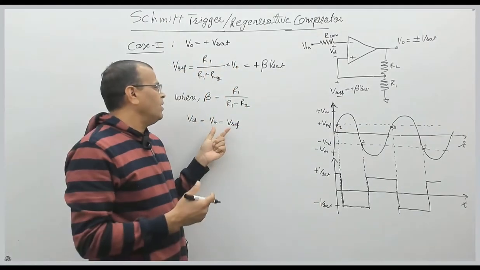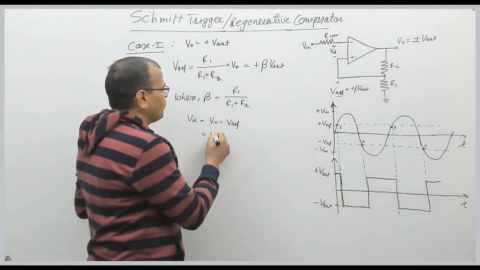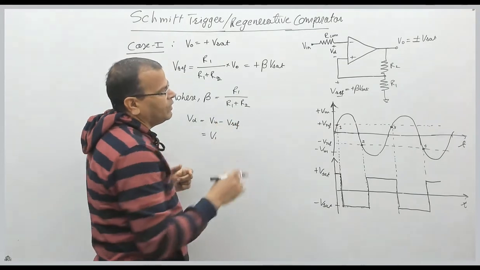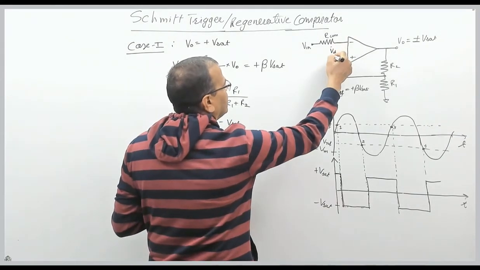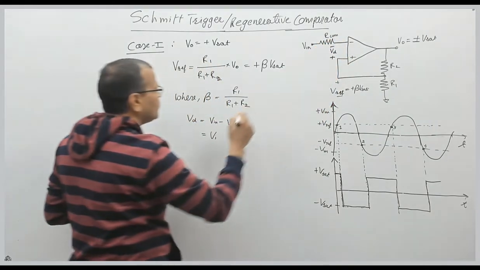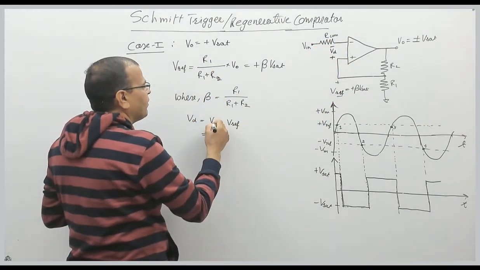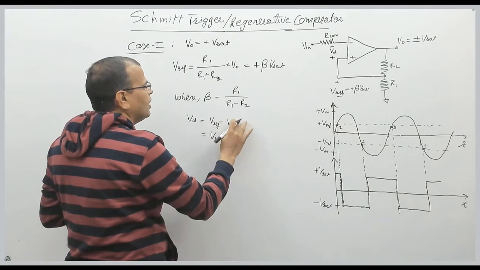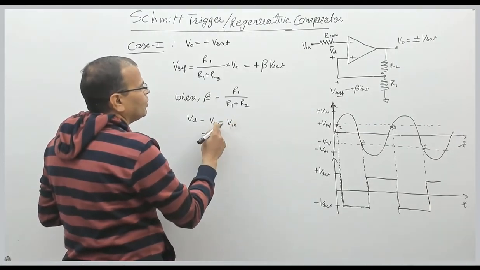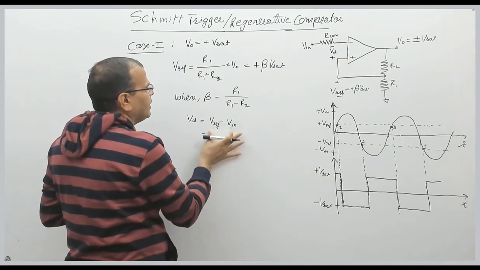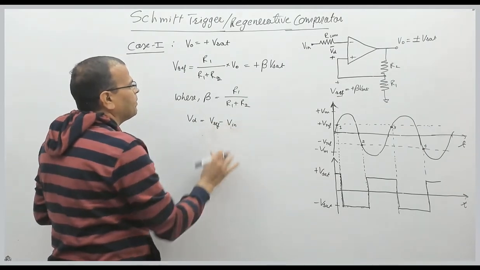Now you can see we need to change, because the differential input voltage will be this plus and this minus. So this will be the reference input voltage, and this will be the actual input signal. So reference voltage minus input voltage, right? Now I will repeat that concept.